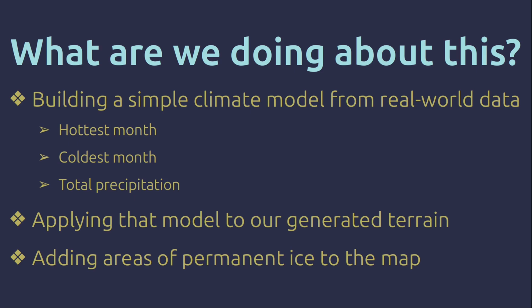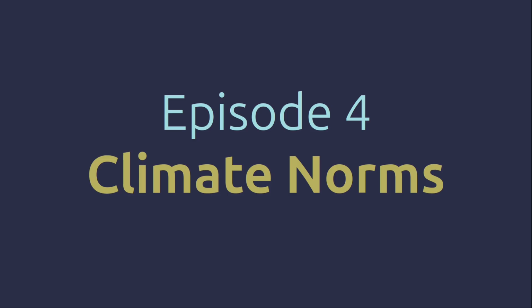And finally, as a preview of what we'll be doing with all this new detail, we're going to add areas of permanent ice to the map where our climate model tells us they could plausibly form. Anyway, welcome to another episode of Multiversal Map Room, where we make fantasy map generation software 1 week at a time with the help of Python, linear algebra, and energy drinks. This week, we're adding climate norms to the map.